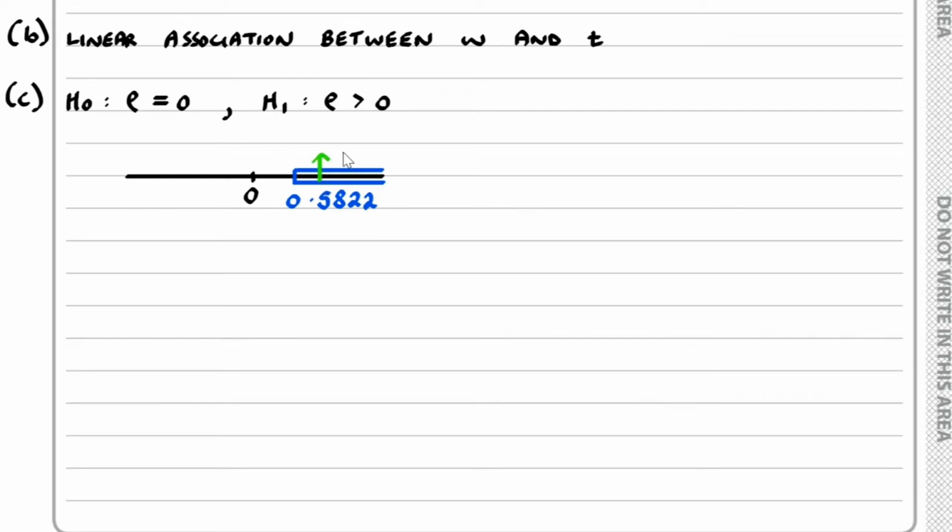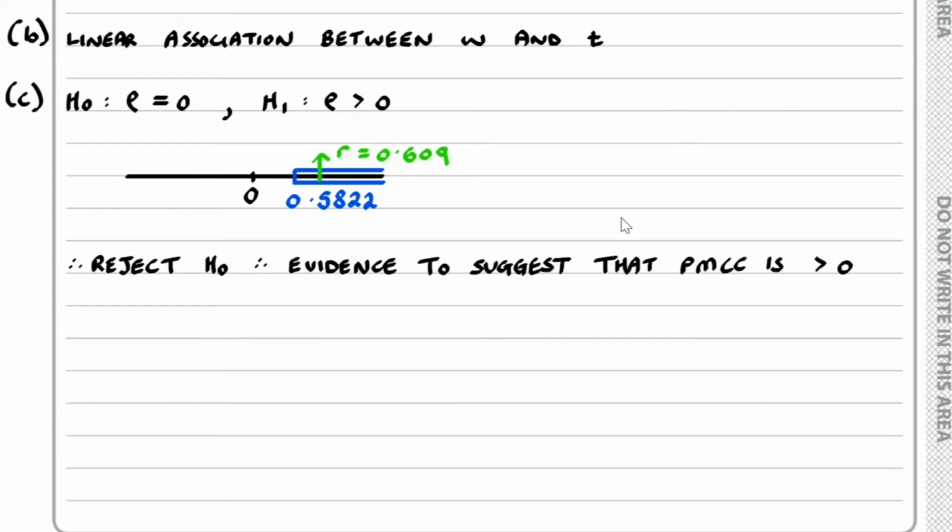That value of R is 0.609. So this is the value of R obtained. And so we're in the region where we reject H0. Because we reject H0, there is evidence to suggest that the PMCC is greater than 0.